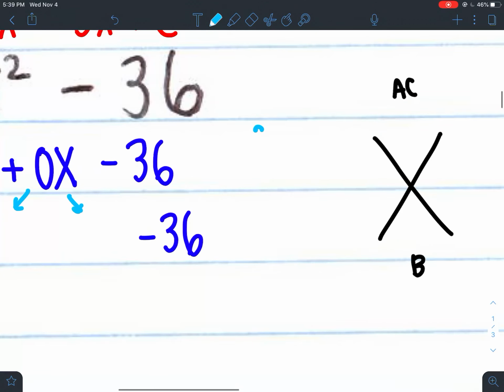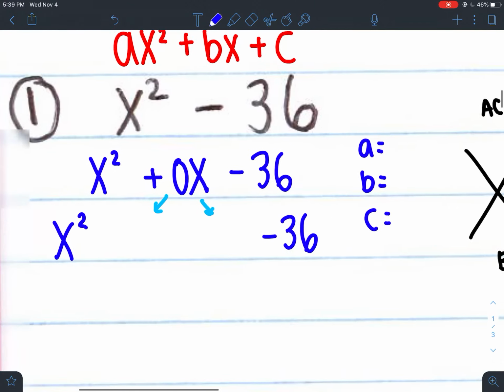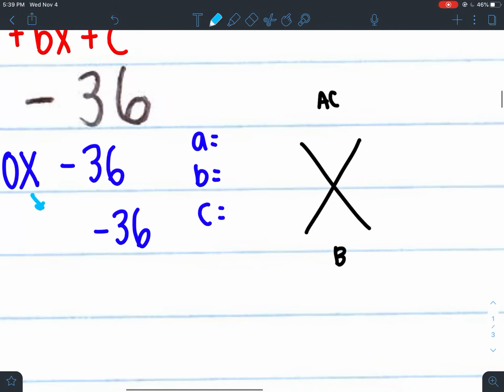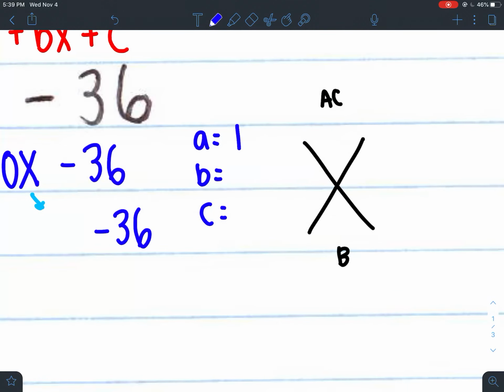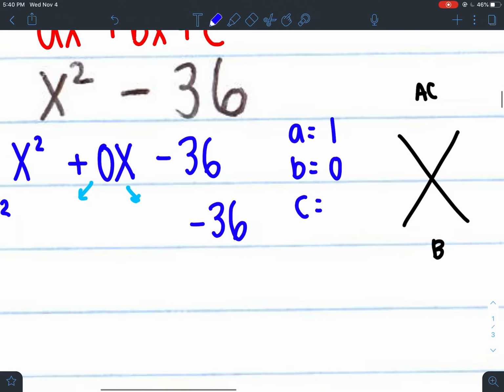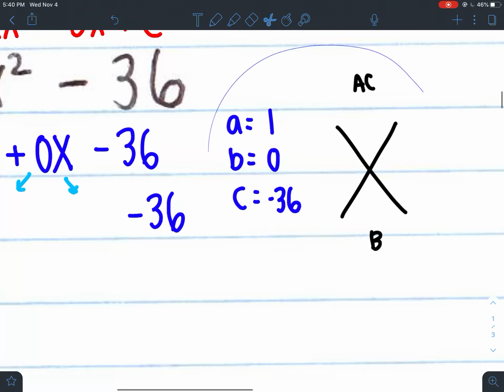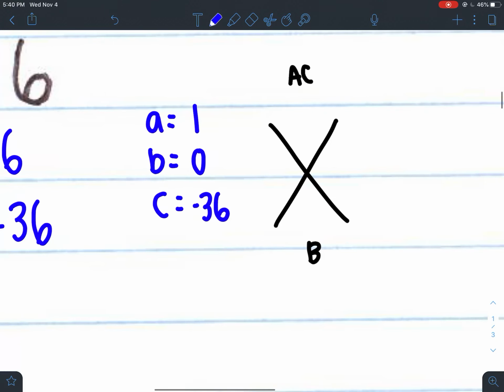Okay, so A, B, and C. Our A value here, be careful with that one, is technically a 1. It's the number in front of your x squared. So your A here is 1, your B is 0, careful with that, and C is negative 36. So A times C, which is 1 times negative 36, is going to give me negative 36, and your B value is 0 here.